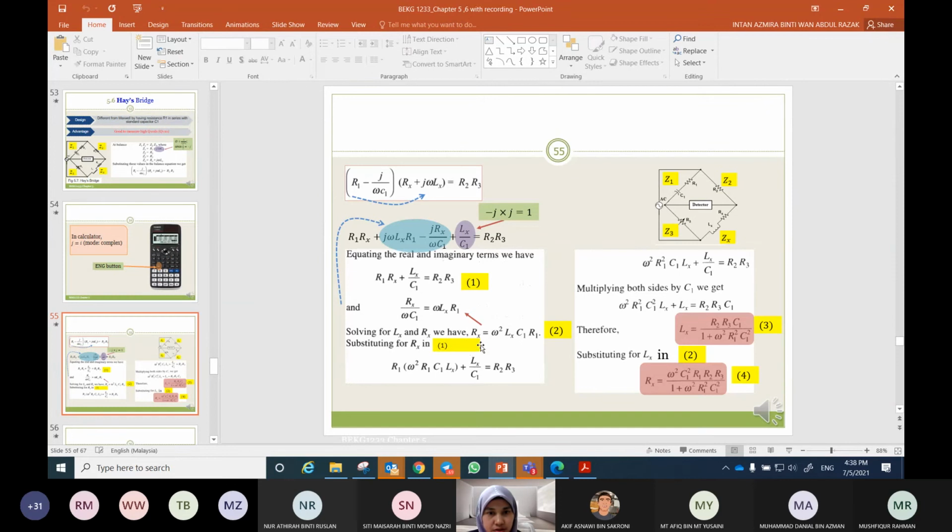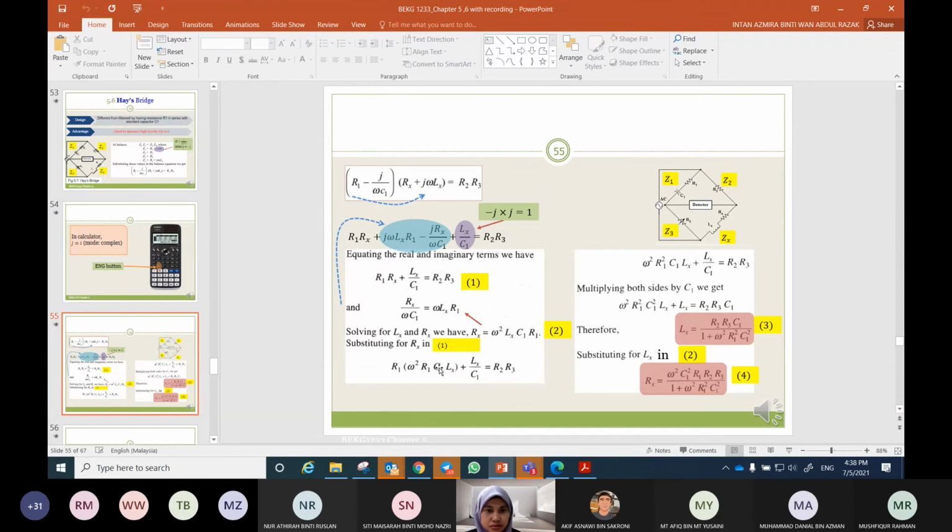And we have Rx is equal to, this is Rx, we take from this. Rx is equal to omega square, omega multiply with omega and then Lx, and then R1 and then C1. So this is the final equation for Rx for this circuit.